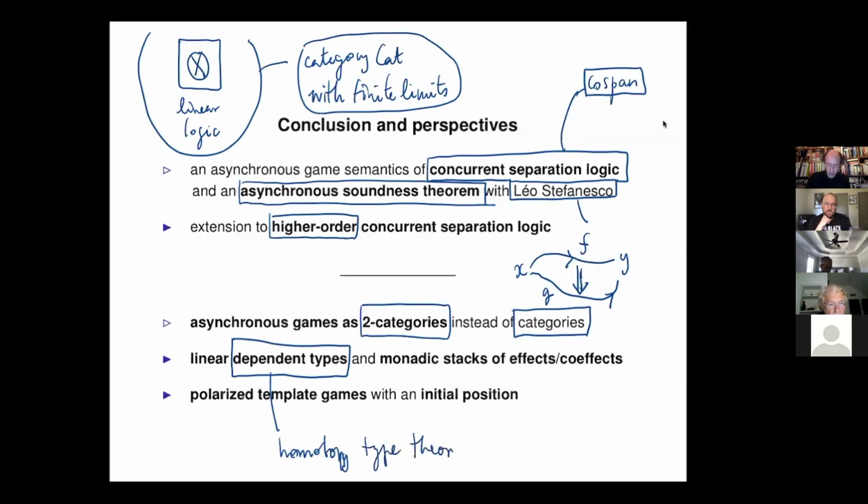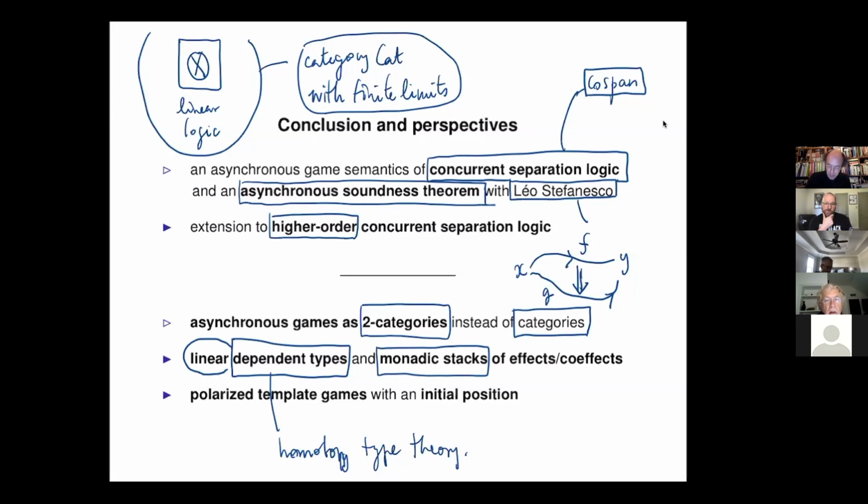And so I think it's interesting to try to connect dependent types with linear logic. I'm not the only one to think that, but here it could be an approach, and also monadic stacks of effects and co-effects. There should be some kind of combined theory, and I'm thinking a lot about it, but I have elements, but not the full picture yet.